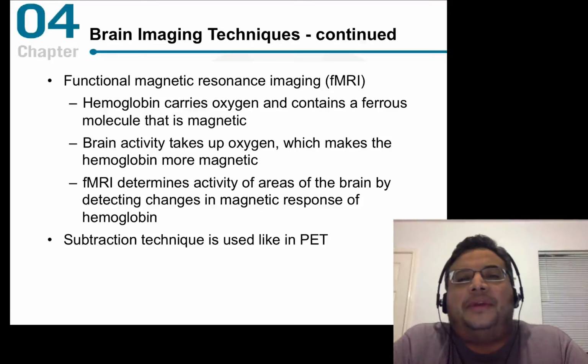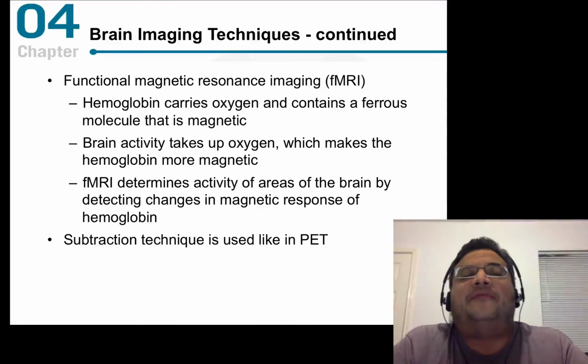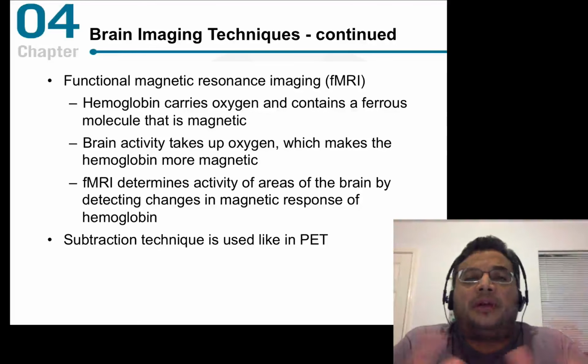Basically, what we can do here is trace the flow of the oxygen and hemoglobin inside of the brain. So hemoglobin, which is a large molecule in our blood that is responsible for carrying oxygen to all our cells, actually contains a bit of iron.